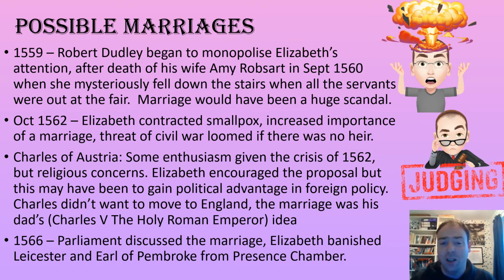And again, it comes to nothing. Elizabeth becomes increasingly frustrated with Parliament's and her council's determination to marry her off, and Dudley, the Earl of Leicester, and the Earl of Pembroke are both banished from the presence chamber in 1566 after they've talked about marriage. Marriage has been talked about in Parliament, and it's becoming a very touchy subject for Elizabeth. But whilst it's not settled, it is a potential problem.